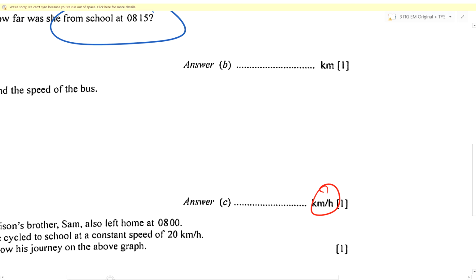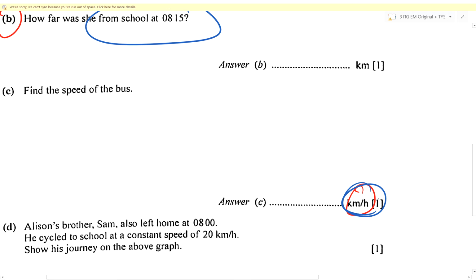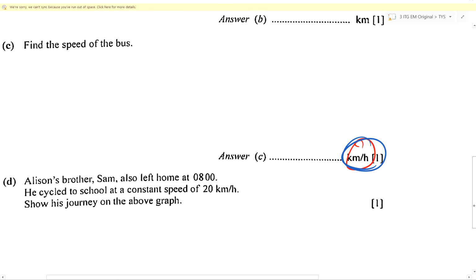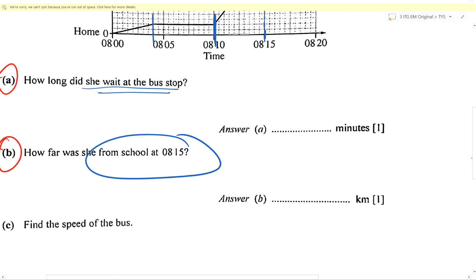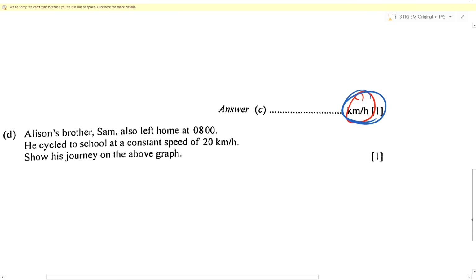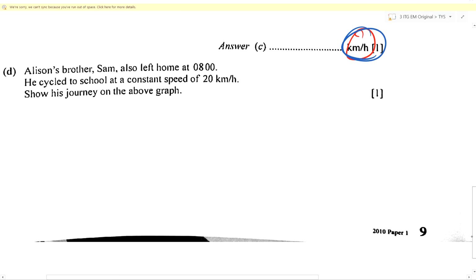Watch out for these little tricks over here. This is in kilometers per hour, but the horizontal axis, the time axis, is in minutes. Okay, you see it in minutes. Similarly for part D.